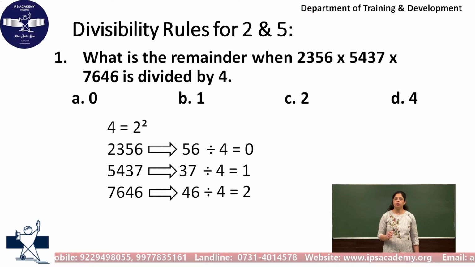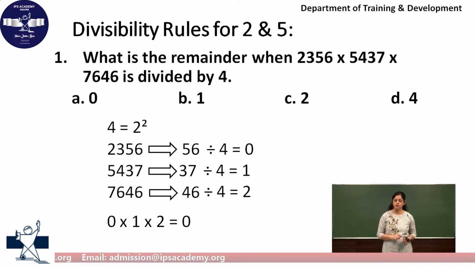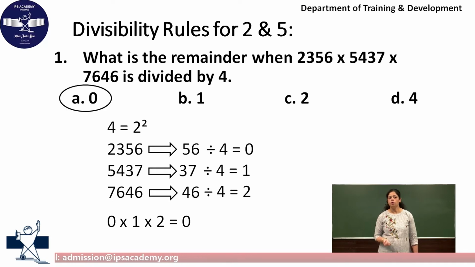Now we are going to consider the same operation of remainders as that given in the problem. Alright, so we have the remainders 0, 1 and 2. So now we are going to repeat the same problem and same operation. So 0 into 1 into 2, the answer is 0. So what is the remainder when this whole multiplication is divided by 4? The answer will be 0.